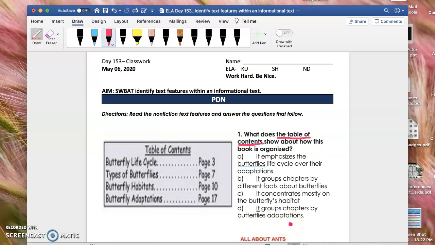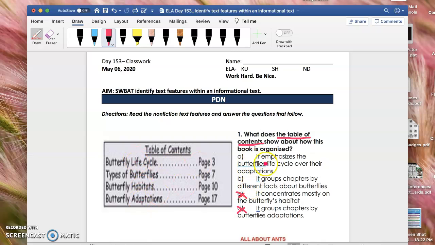Okay, so let's go ahead and eliminate, because I know that these words are kind of big, but it's easy when you eliminate the obviously wrong answers first. I'm going to obviously eliminate C, because as you can see, the chapters do not just talk about the habitats. It talks about several things: the life cycle, the types, the habitats, and the adaptations. And I can also eliminate D because the topics don't just talk about the adaptations either. That's only on page 17. So now we're between A and B.